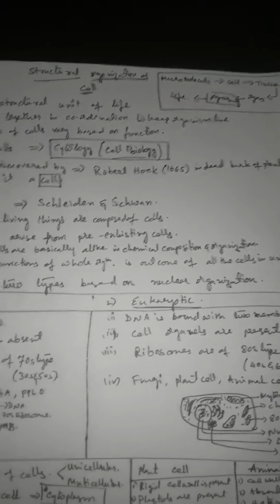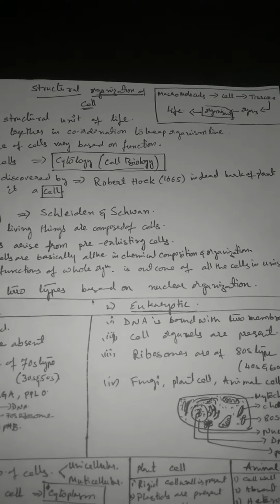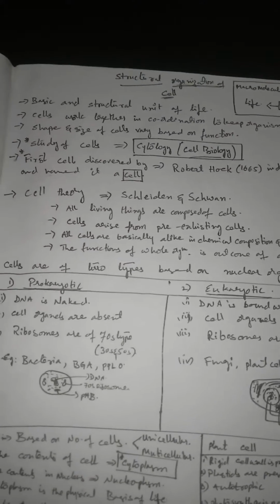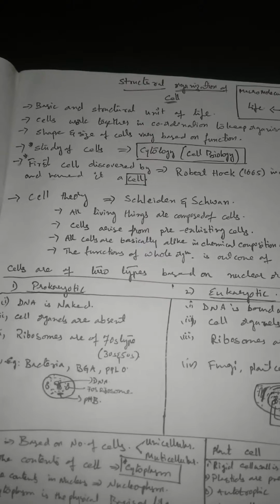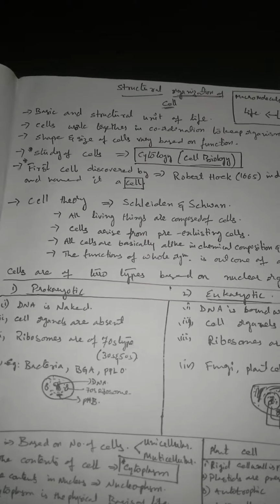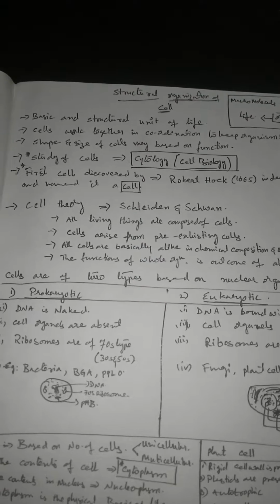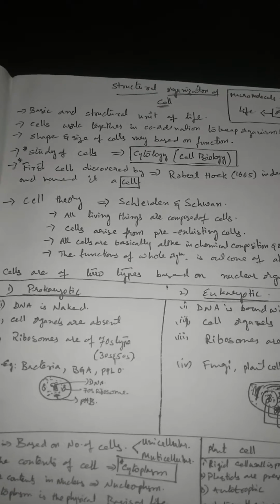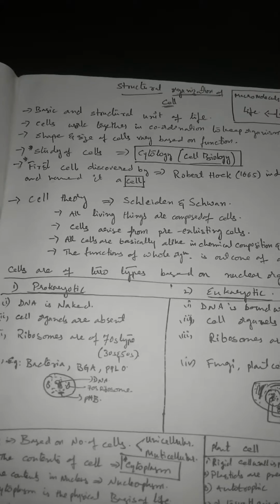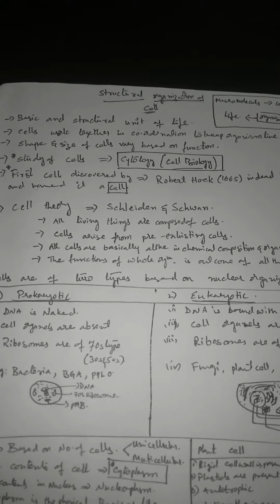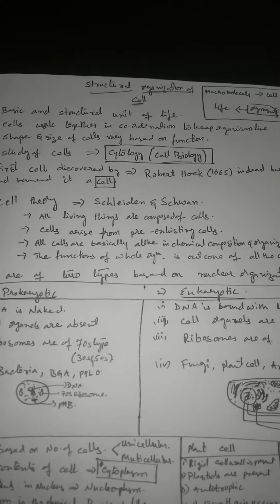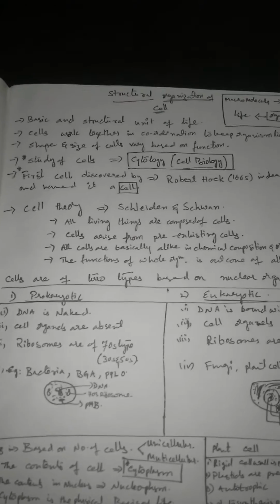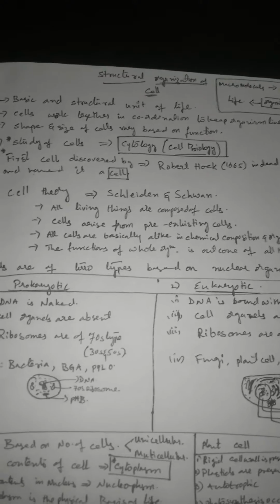So let's discuss something about cells. What are cells, how cells are formed, and what are the different aspects of cells. So cells are generally known as the basic structural units of life. Cells are known as the structural and functional units of life. Cells work together in coordination with each other to keep an organism alive. Next, the shape and size of cells vary with their function.